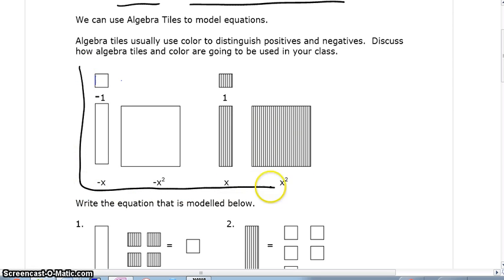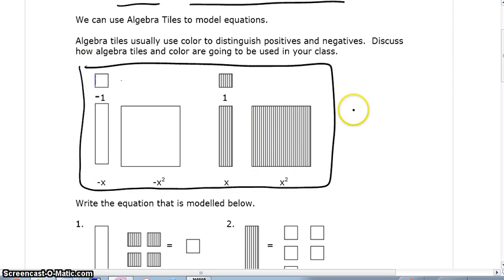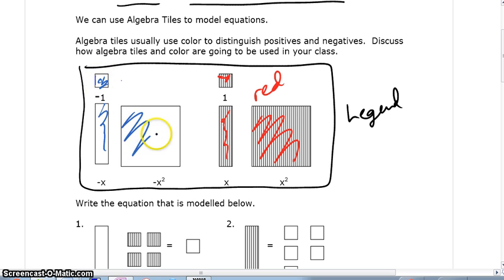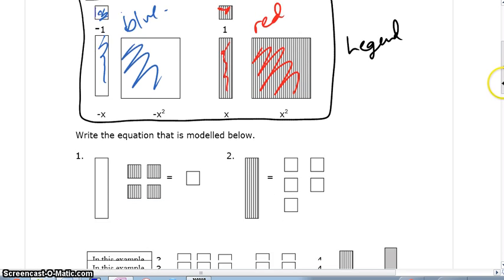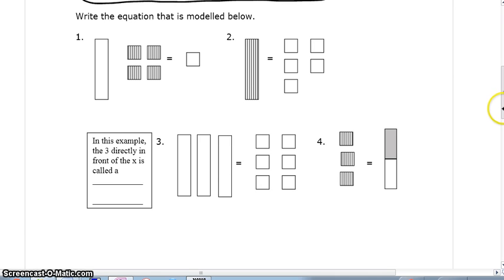This you saw yesterday, right? So this was the legend we built at the end of the day yesterday. Yesterday, positives were red, and negatives were blue, right? With the actual kind of models he showed. So we're doing the same kind of thing here. First up, let's go through a couple together here.